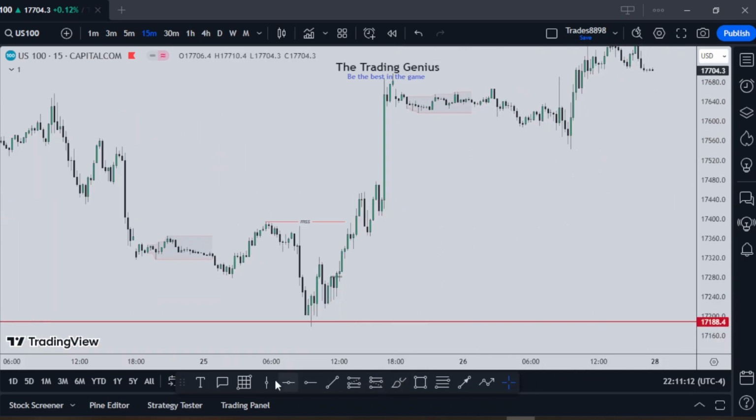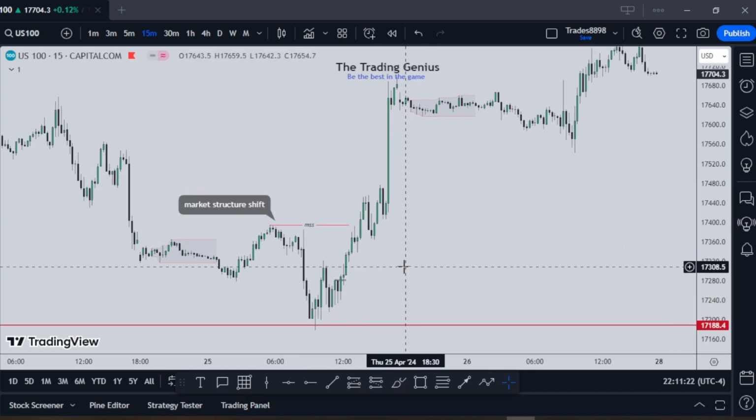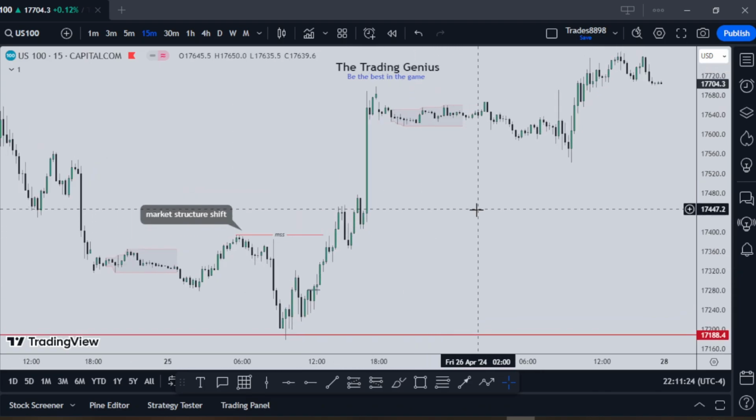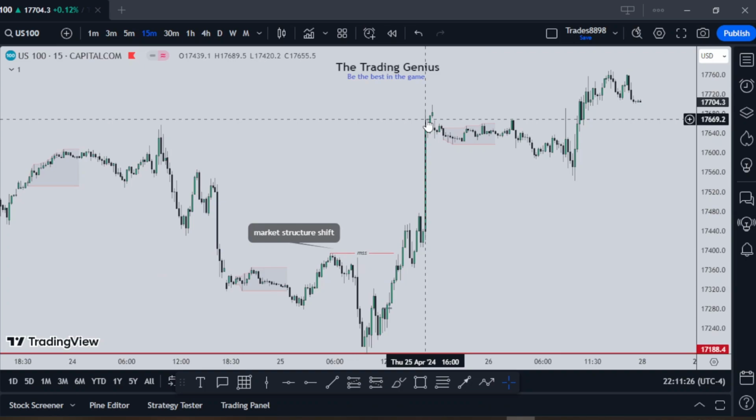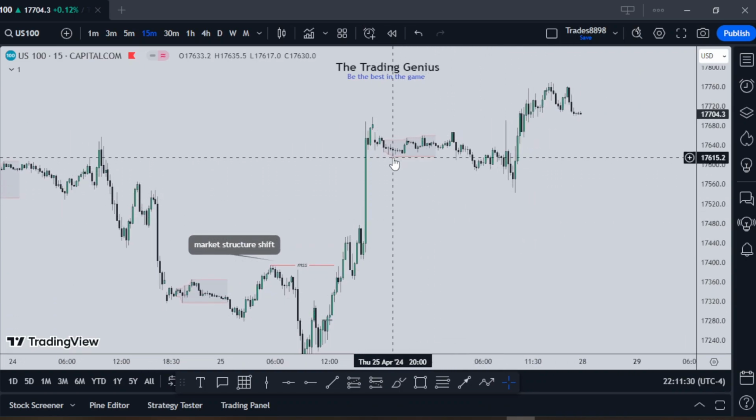So I'm just gonna write it down for you. Here we have a market structure shift, right? Market structure shift. So we have a market structure shift there, and now what do we want to see more? Price push to the upside and then come right back, right? Pull back. So what you notice here is that we have the Asian low, right?